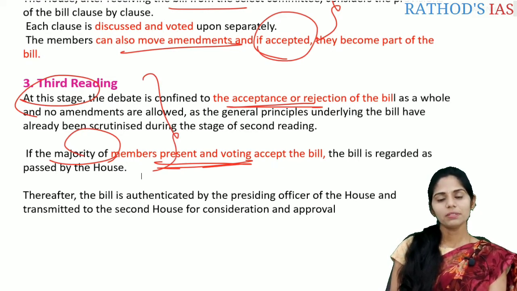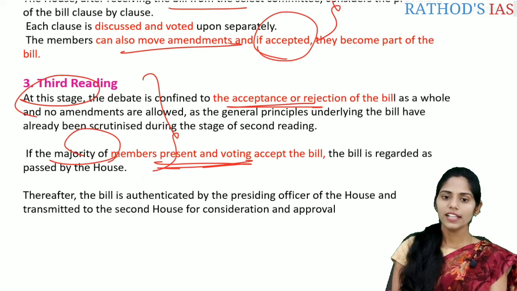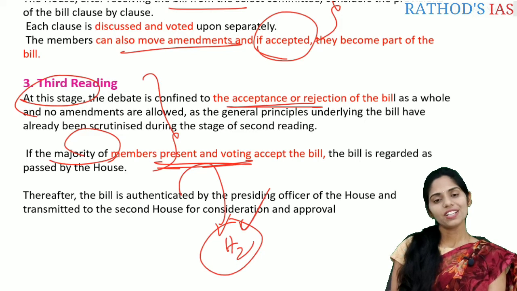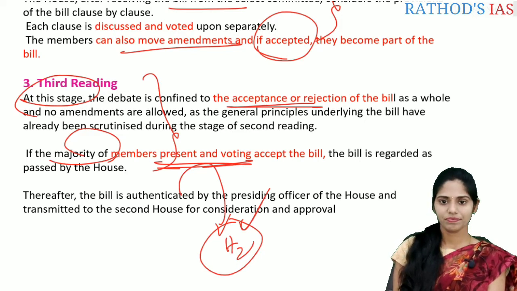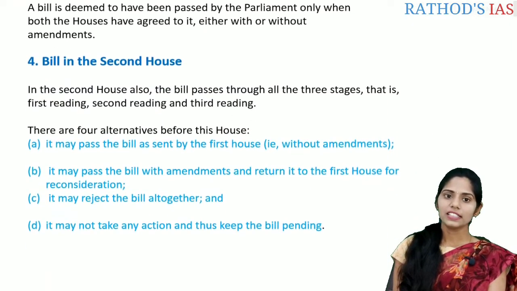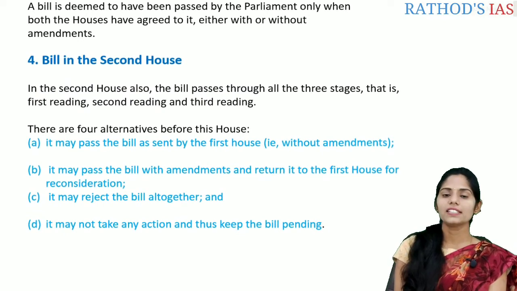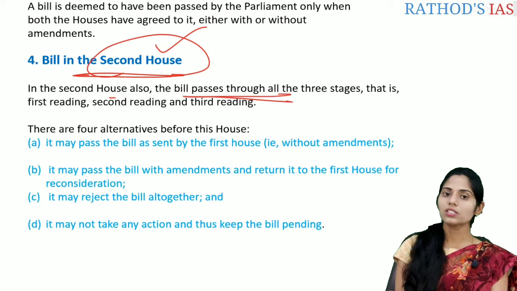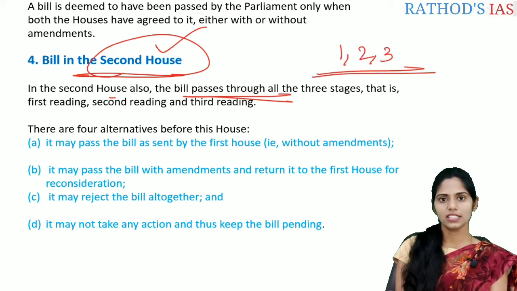And here, whenever the bill is passed in the first House, it will be transmitted to House 2, the second House, mainly for its consideration and approval. Let us see the second one, that is, a bill in the second House. If you see the bill in the second House, what happens? In this second House also, the bill passes through all these three stages: the first reading, second reading and the third reading.